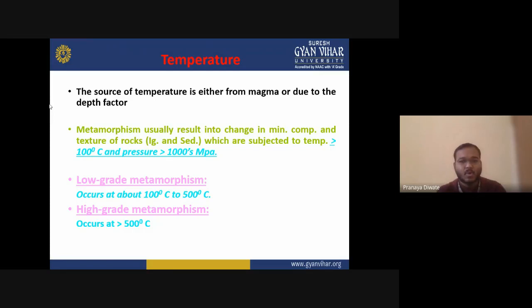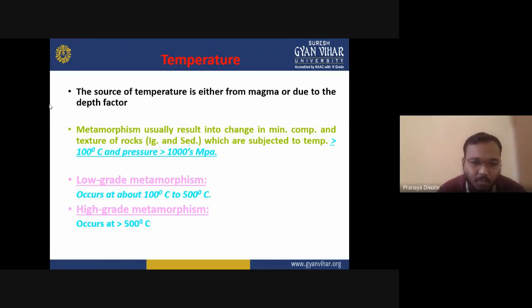Then you have low grade metamorphism. So now you have metamorphism, and in metamorphism you can have two different kinds, or more than two. What metamorphism is all about is the change in structure. The first one is low grade metamorphism.